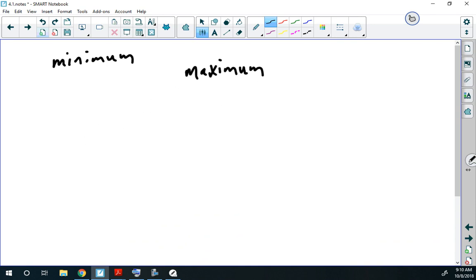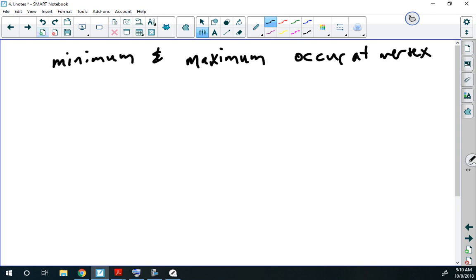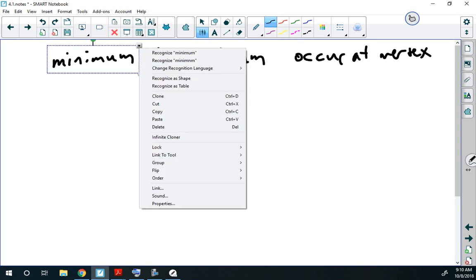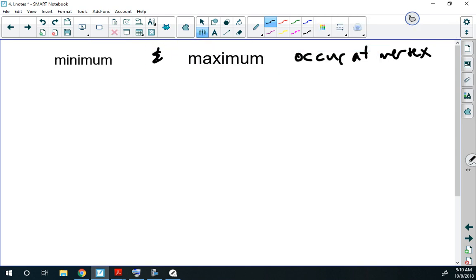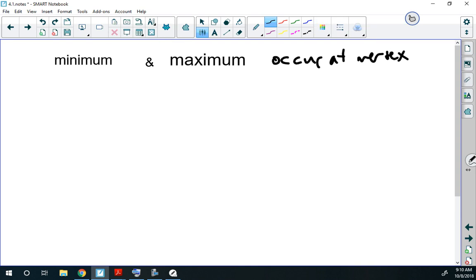Minimums and maximums occur at the vertex. If we're talking about the minimum, if we're talking about the maximum, see if it likes my ampersand. Yep. The minimum and the maximum, they occur at the vertex.